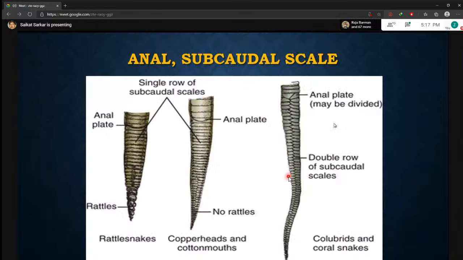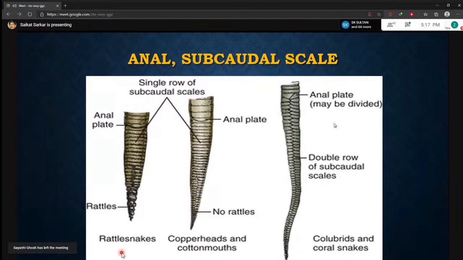Now, they say anal subcaudal scale, and subcaudal means up to this is caudal and then subcaudal. Okay, so up to the anal it is caudal, then subcaudal. Now, this subcaudal, say a single row of subcaudal scales.